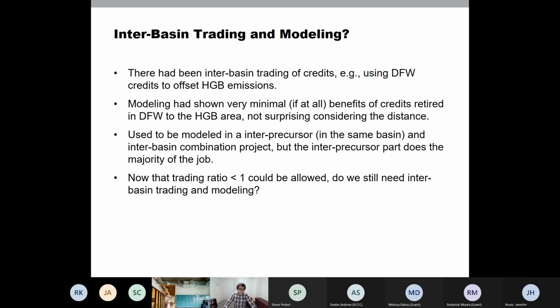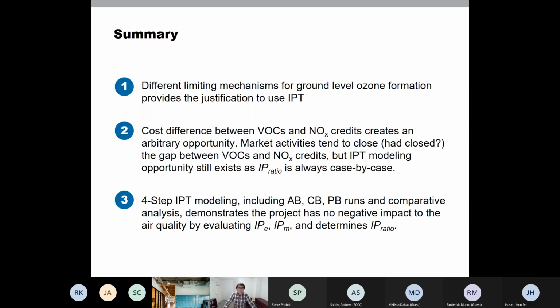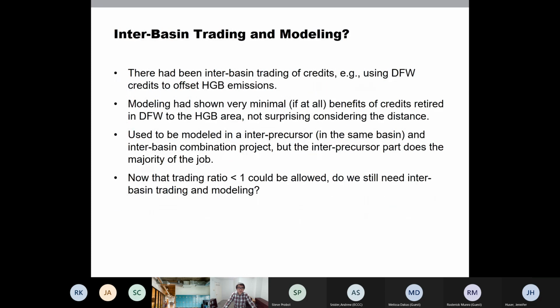But now that a trading ratio less than 1 can be allowed, do we still really need interbasin trading and modeling? Maybe not that necessary. I think that's pretty much my presentation.